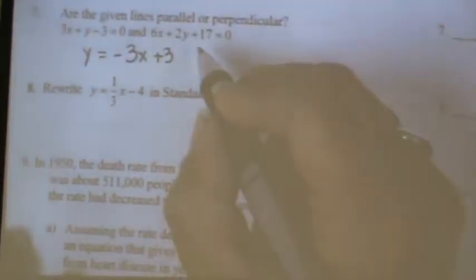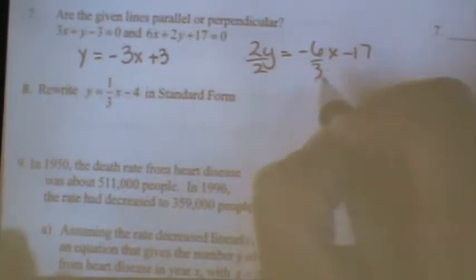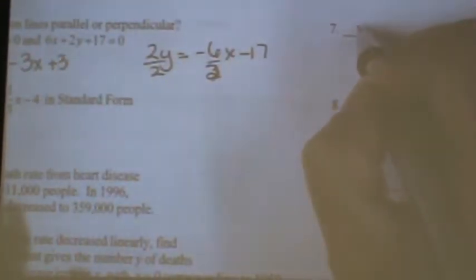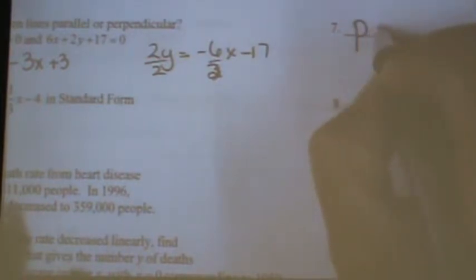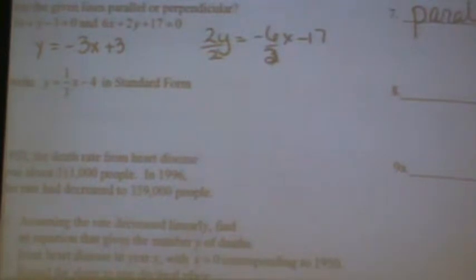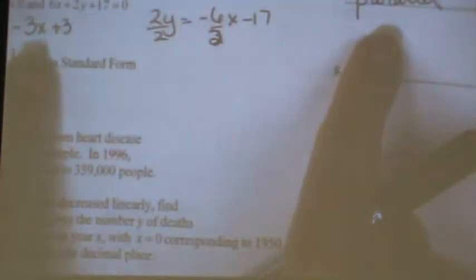And you'll find out when you get y by itself here. So 2y equals -6x minus 17. Divide this by 2, and 2, and you get -3 also. So you don't even have to finish this. The slopes are the same, so they are parallel. You guys need to knock some time off. You don't have to sit there and do the whole thing. I don't care about the y-intercept, once you see that they're the same, write parallel.